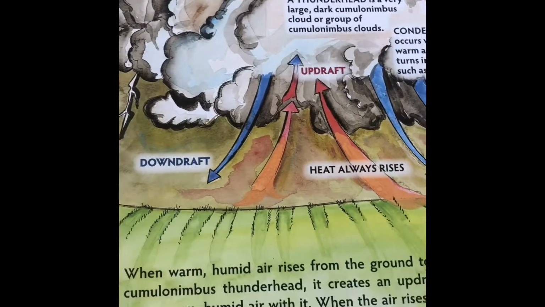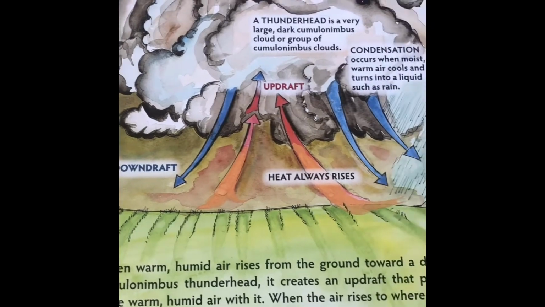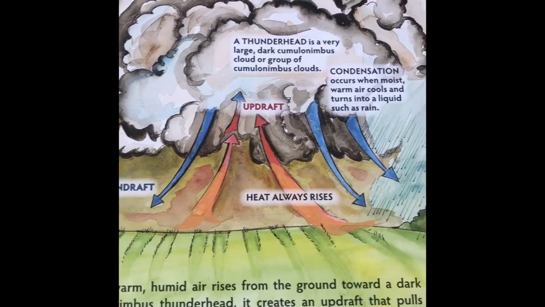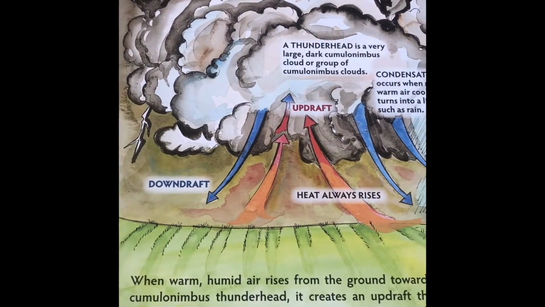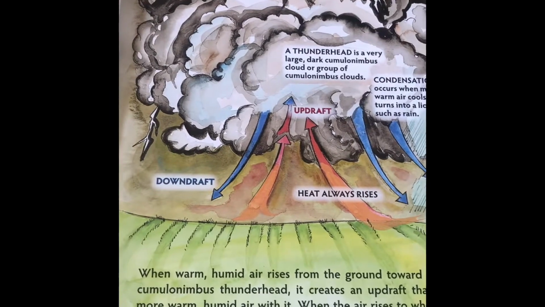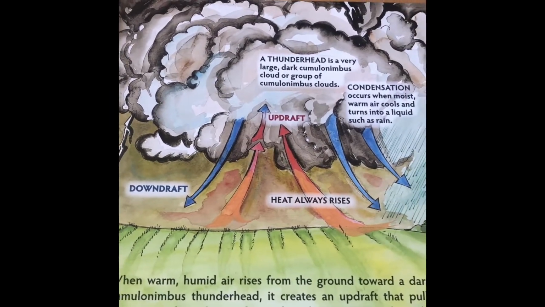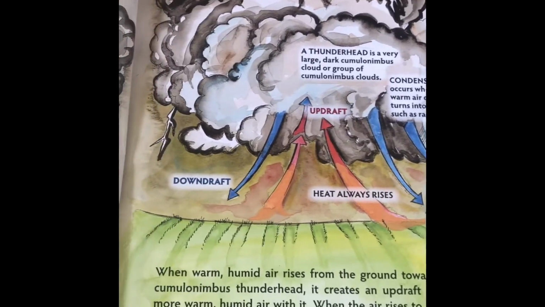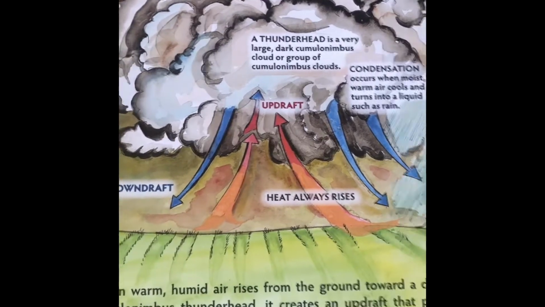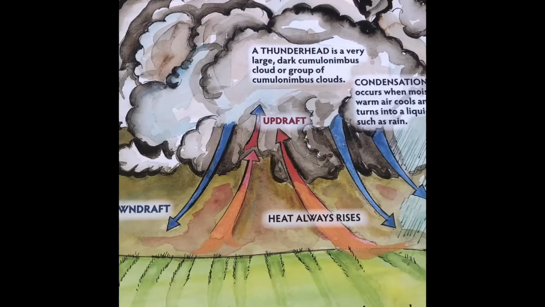When warm humid air rises from the ground towards a dark cumulonimbus thunderhead, it creates an updraft that pulls more warm, humid air with it. When the air rises to where the temperature is cooler, condensation occurs, creating rain or hail. The cool air falls back toward Earth, creating a downdraft. So it goes up and down.